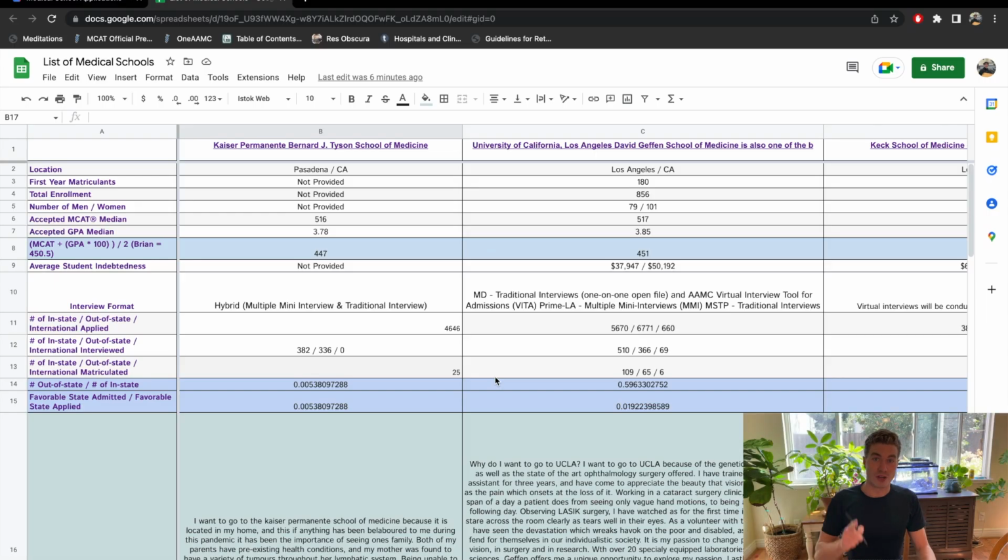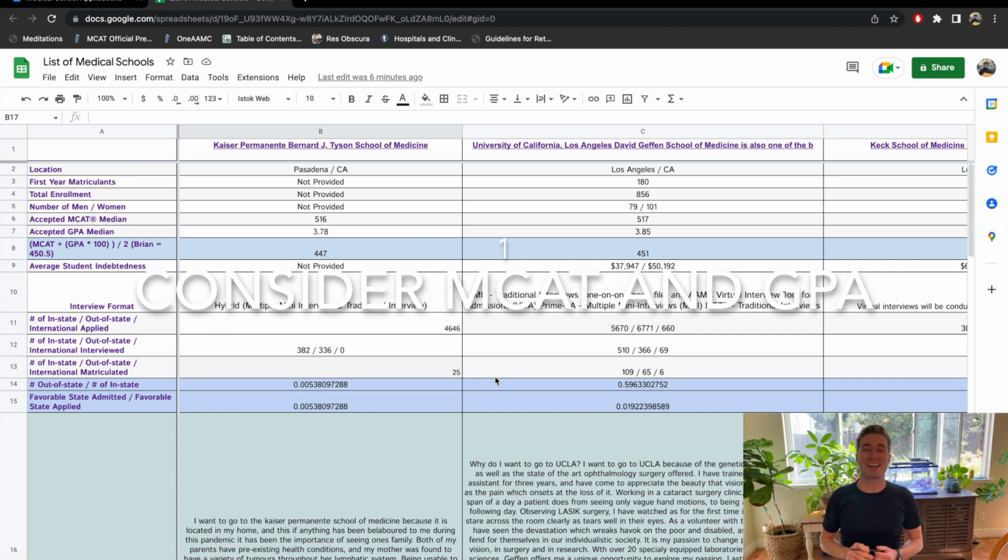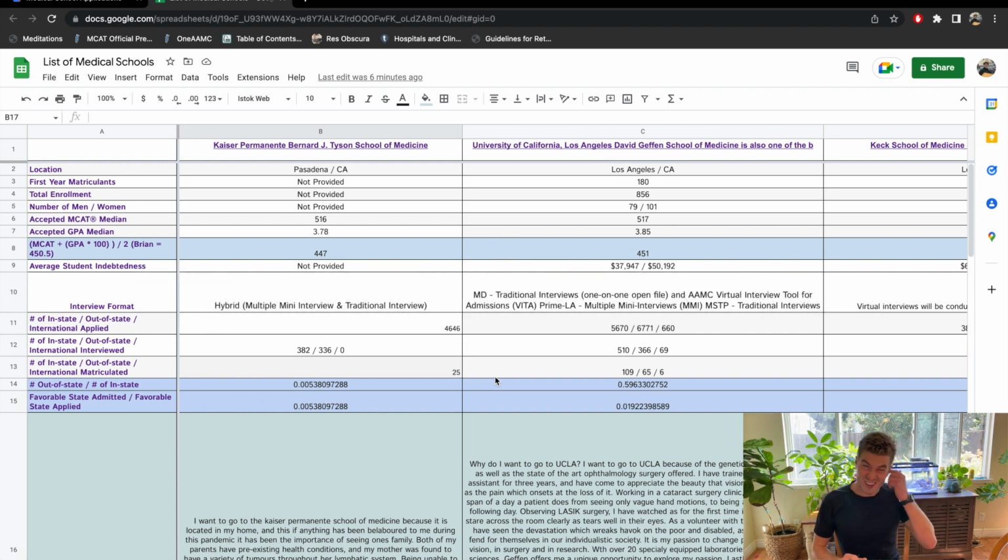Alright, here we go. So the number one thing you're going to want to do when you're analyzing whether or not you want to add a medical school to your list is consider the MCAT and the GPA. And that sounds stupid. You're like, Brian, really? Are you actually going to even tell me that? Yes, I'm going to tell you that.